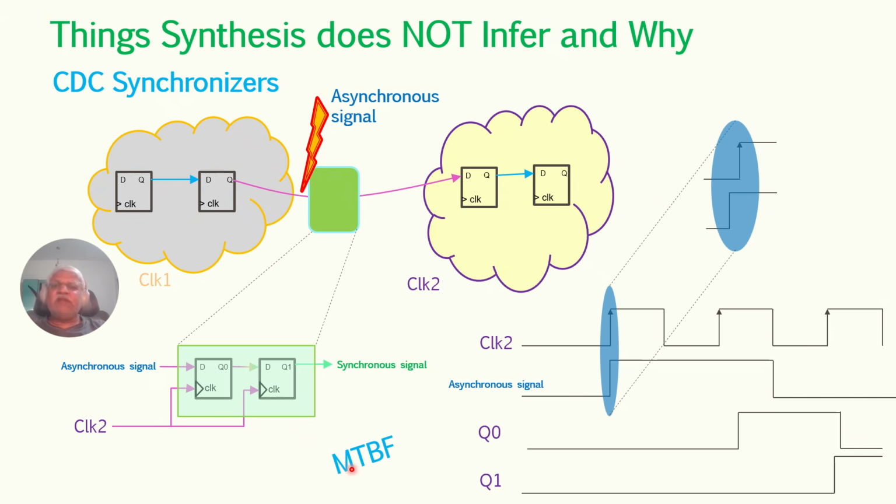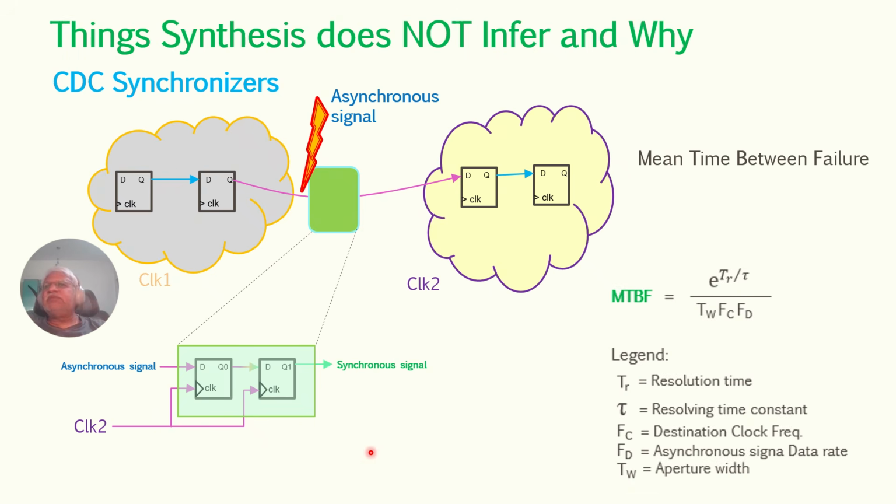This is a reliability concern, and it means how often this synchronizer will fail. It is a good metric with which we can say whether the synchronizer is optimal for these two clock domains. It is represented by this equation. Here FC belongs to the destination frequency, and FD belongs to the asynchronous signal data rate.